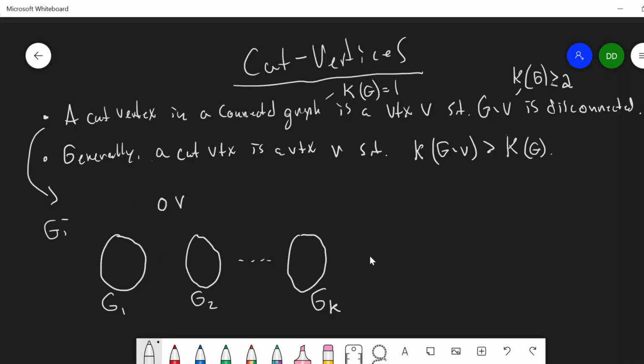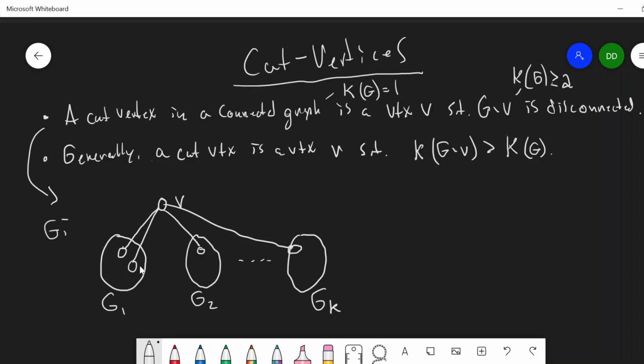And so if these are the components of G minus V, that means V has to be adjacent to at least one vertex in each of these components. Now it could be adjacent to more vertices. We could have a couple vertices here. But it has to be adjacent to at least one vertex in each component. Otherwise, the graph would have been disconnected to begin with.